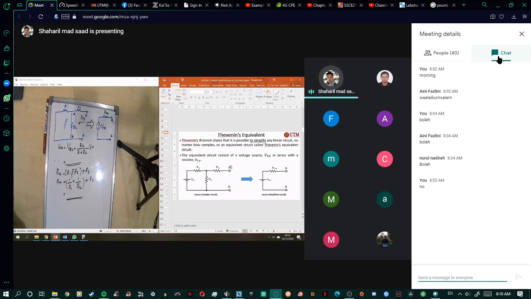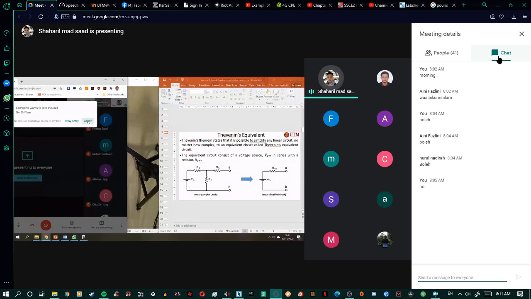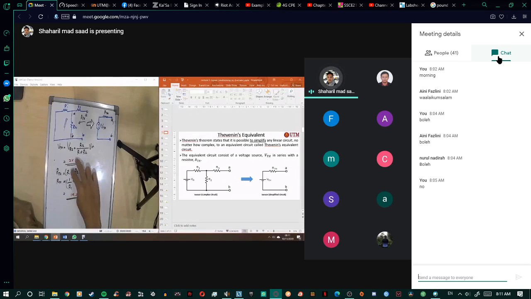Okay. So when you calculate the VTH and also the RTH, for example, let's say the VTH is 2 volt and RTH is 1 kilo ohm. When you go to any electronic shop, you just buy these two components, right? Supply voltage is 2 volt, and also the resistor 1 kilo ohm. You will get the same output with the complex circuit here.